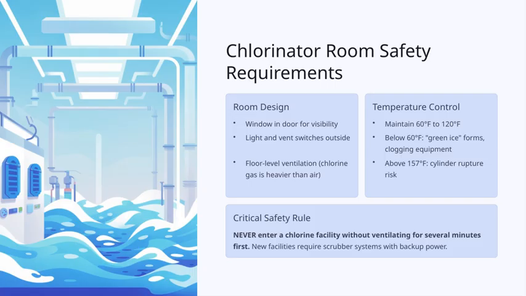When it comes to temperature control, maintaining a range between 60 and 120 degrees Fahrenheit is crucial. If it gets too cold, below 60 degrees, green ice can form, which can clog equipment and cause operational issues. On the other hand, if temperatures rise above 157 degrees, there's a risk of cylinder rupture, which can be catastrophic.